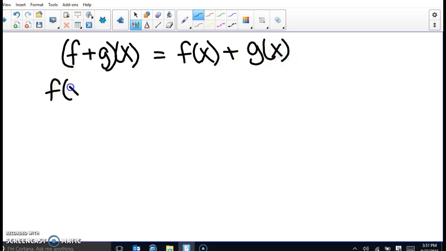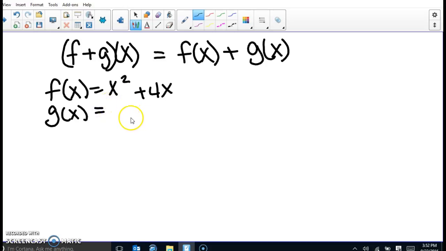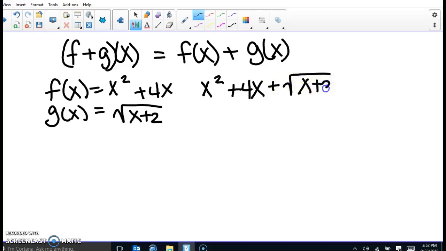And so let's say our f of x function is x squared plus 4x, and our g of x function is square root of x plus 2. We are going to add these together, so in for f of x we're going to substitute in x squared plus 4x, and in for g of x we're going to substitute in the square root of x plus 2, and f plus g of x equals this.